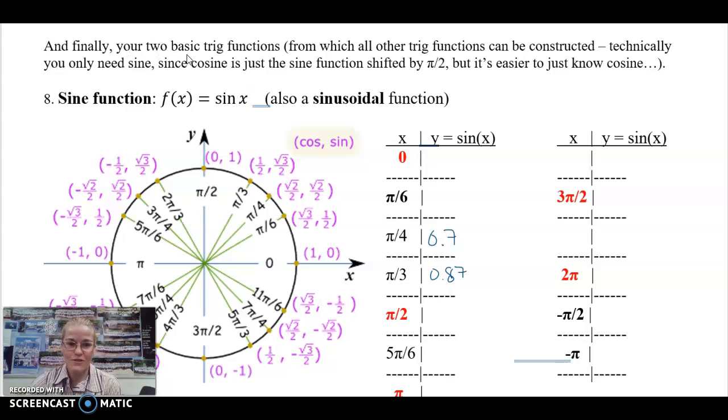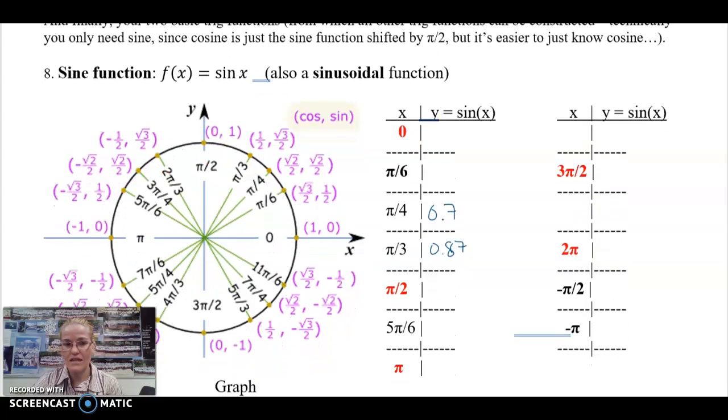And finally, your two basic trig functions from which all other trig functions can be constructed. Technically, you only really need the sine function because cosine is just the sine function shifted over by pi over 2. But it's easier to just know what cosine is as opposed to constantly thinking of cosine as a shifted sine function. Probably more than you needed to know right there. But let's go sine of x.